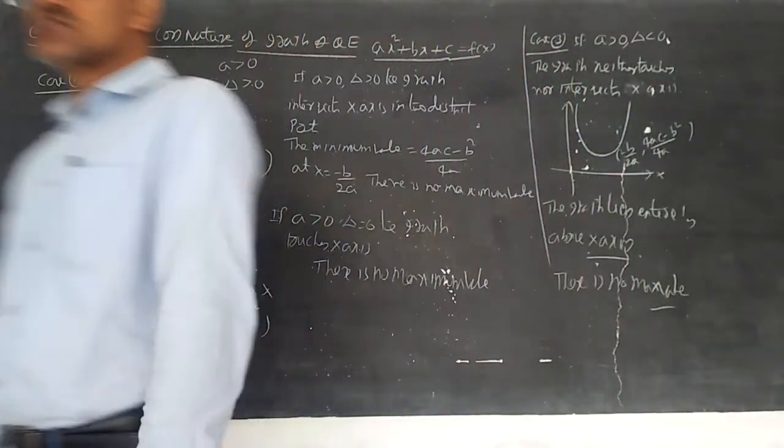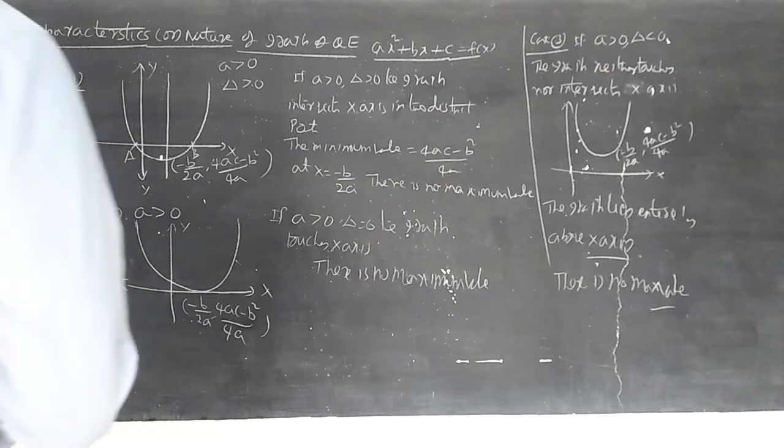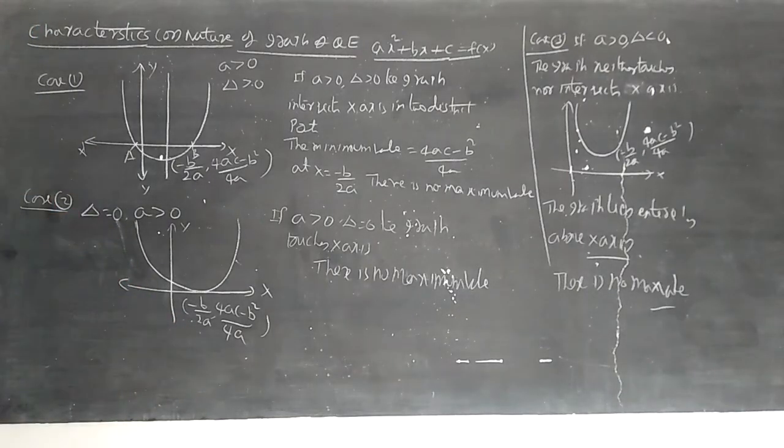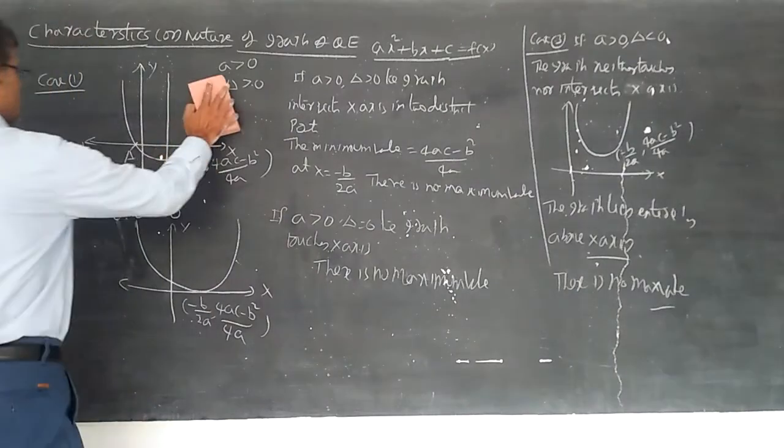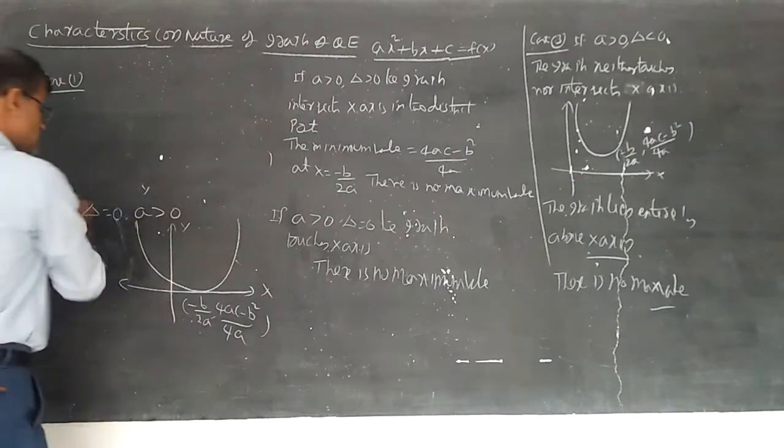For a greater than 0, we have arranged three cases here. First one is delta greater than 0, second one is delta is equal to 0, and third one is delta less than 0. In the similar way, we can discuss the characteristics of the same graph for the a less than 0 concept.